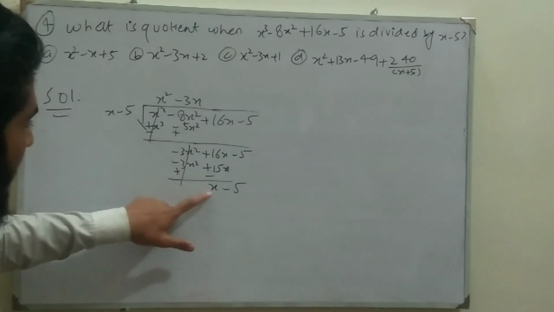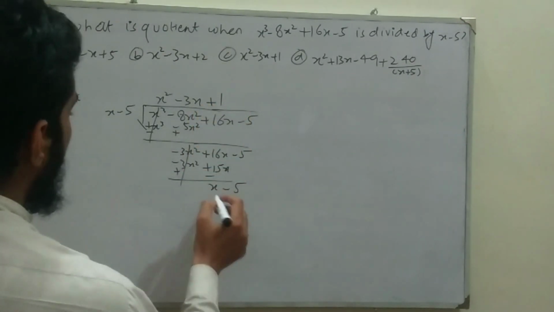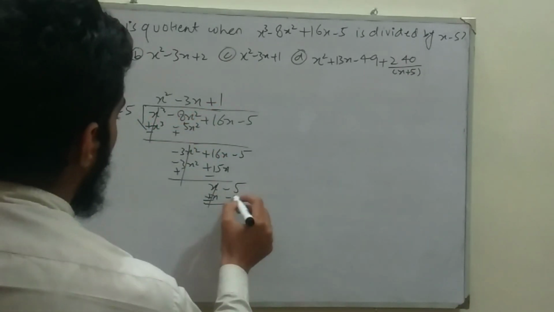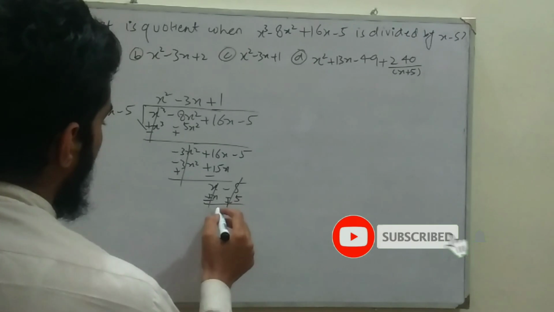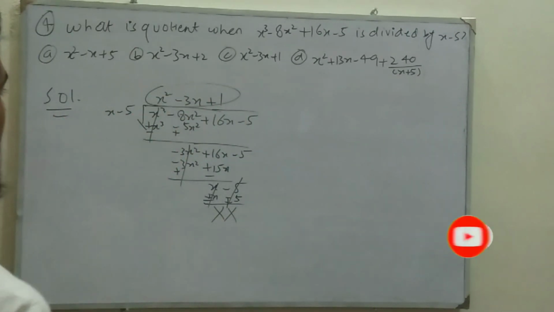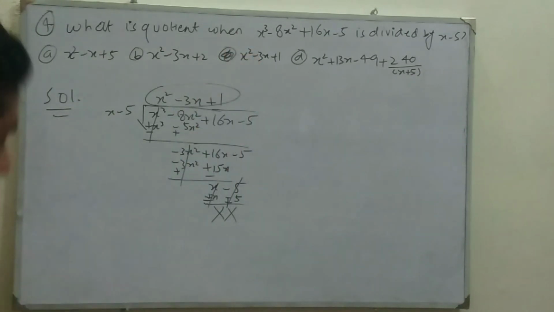x multiplied by 1 gives us x. So here the sign will change. Minus 5 multiplied by 1 gives us minus 5, so the sign will change. So the remainder is 0. Hence our answer is x squared minus 3x plus 1. So the correct choice in this case is option number C.